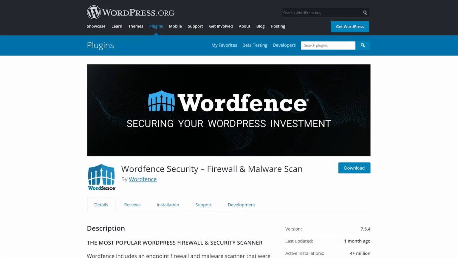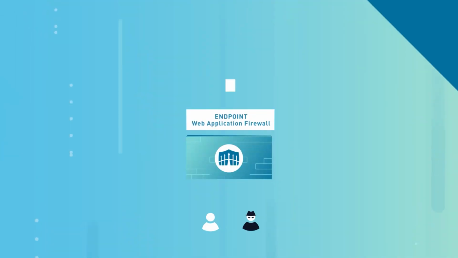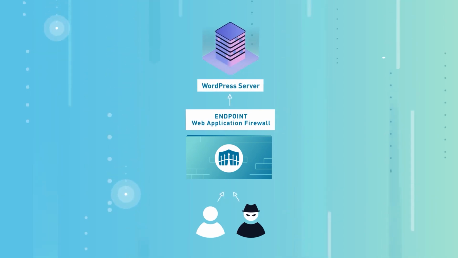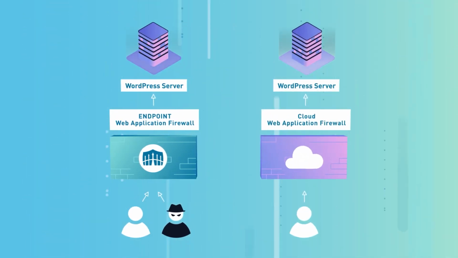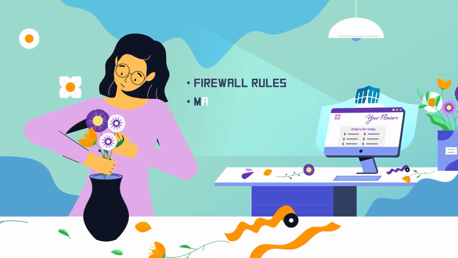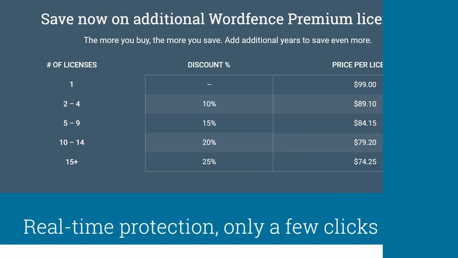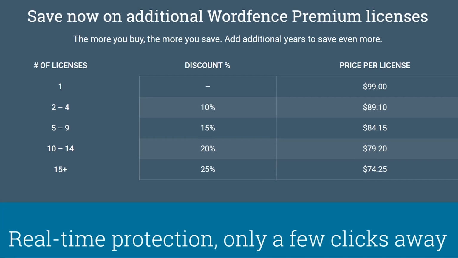Number 1, Wordfence Security. With over 4 million active installations, this freemium tool lets you scan your site for malware or any other suspicious activity, such as code injections. With the paid version, you can access even more features, including advanced coordinated scanning. It's free, with premium plans starting at $99.